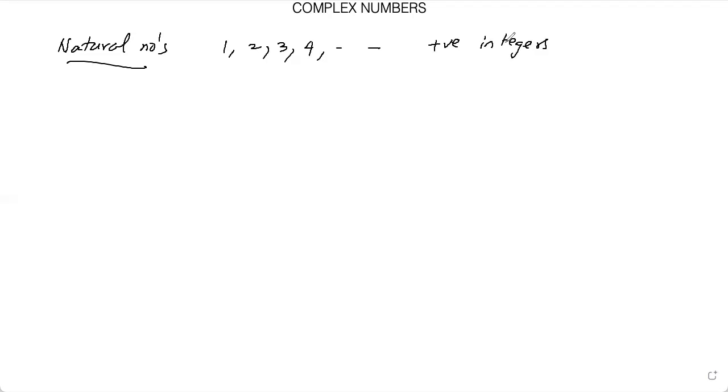And if a and b are natural numbers, the sum a plus b and the product a into b will also be natural numbers.